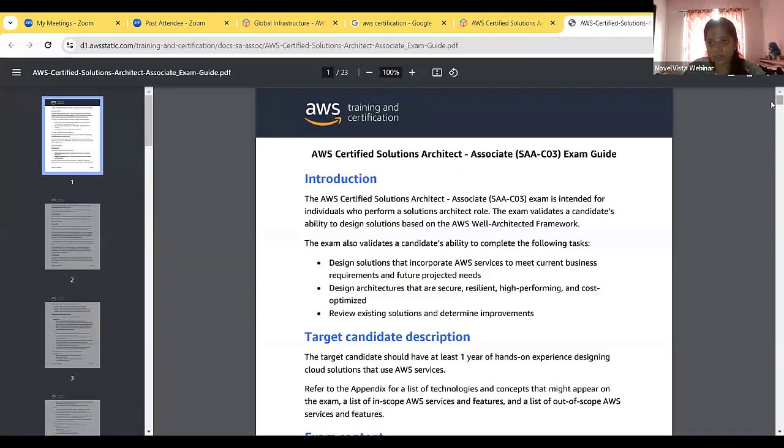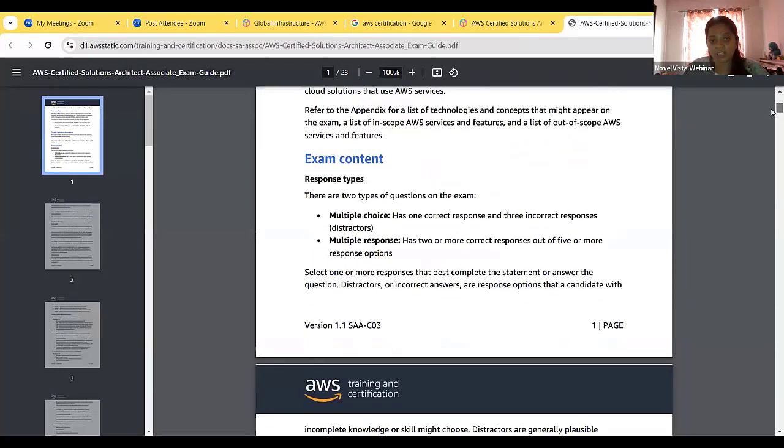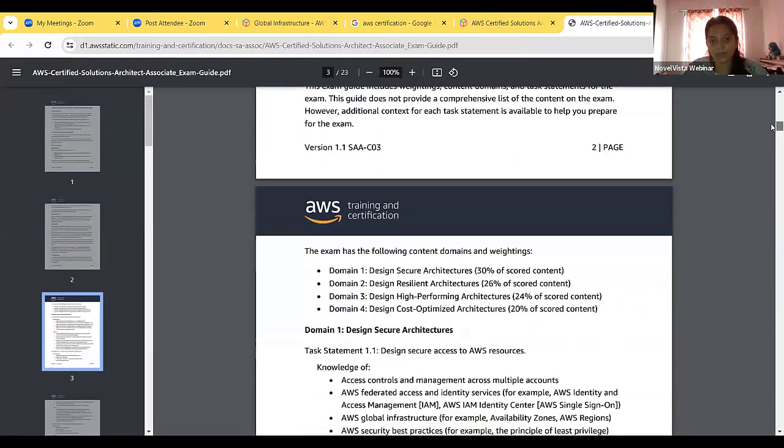So who will be able to give this AWS Solutions Architect exam? The audience should have at least 1 year of hands-on experience, or at least some conceptual or strong knowledge about the AWS Certified Solutions Architect Associate. They can give this particular exam. As I discussed, the content for the whole certification will be divided into 4 domains.